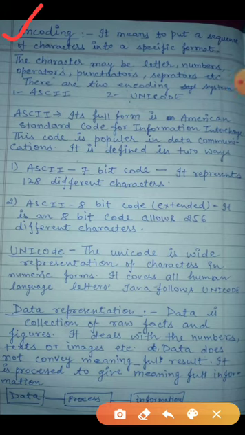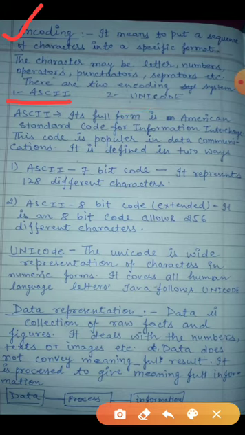Today I am going to explain encoding. It means to put a sequence of characters into a specific format. The character may be a letter, number, operator, punctuator, separator, etc. Now there are two encoding schemes. How many? Two. First one is what? ASCII. Second one is what? Unicode. You are familiar with the ASCII code.